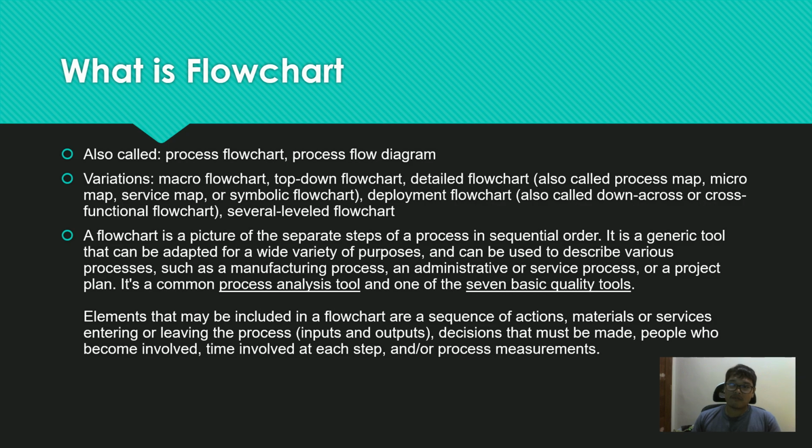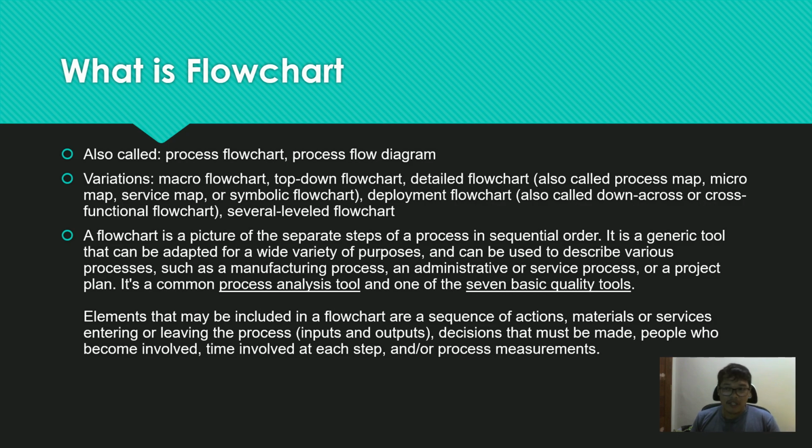A flowchart is a picture of the separate steps of a process in sequential order. It is a generic tool that can be adopted for a wide variety of purposes and can be used to describe various processes such as a manufacturing process, an administrative or services process, or a project plan. It is a common process analysis tool and one of the 7 basic quality tools.